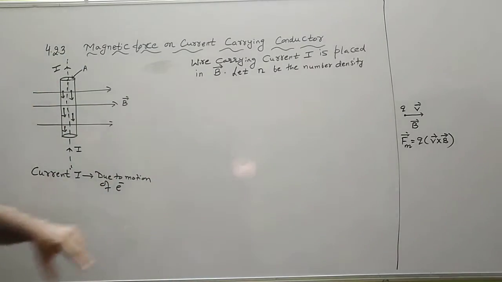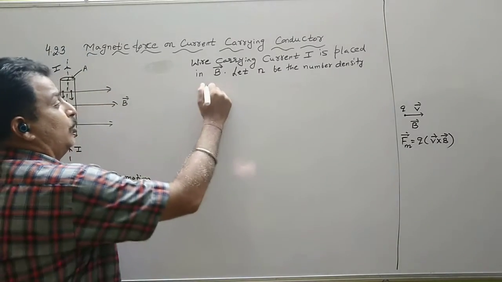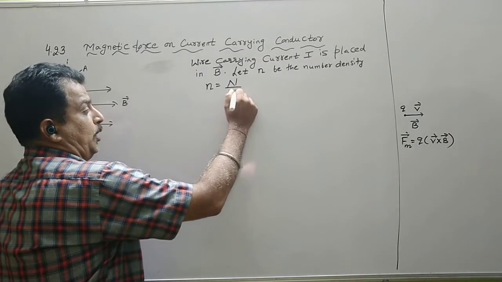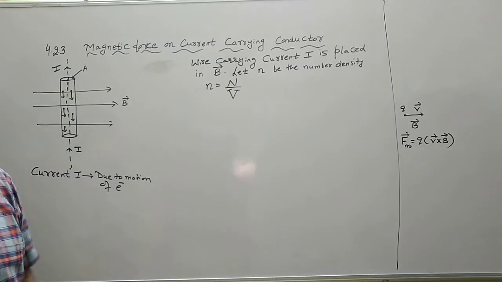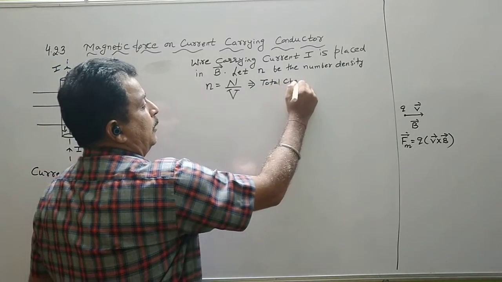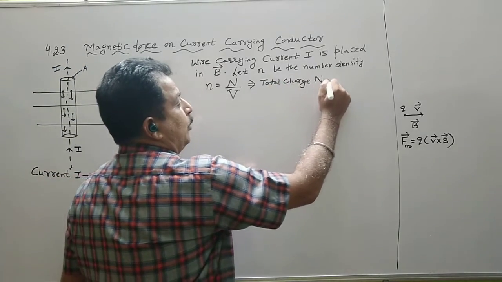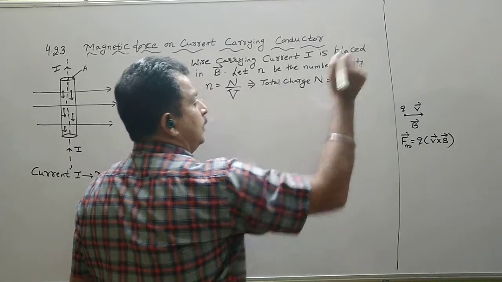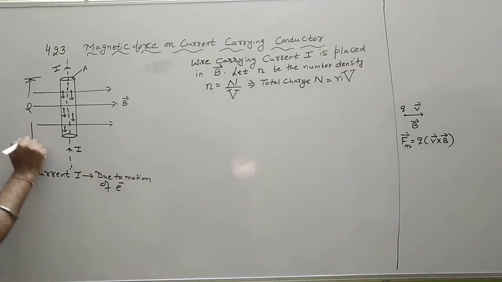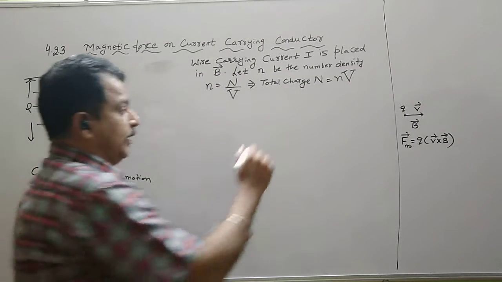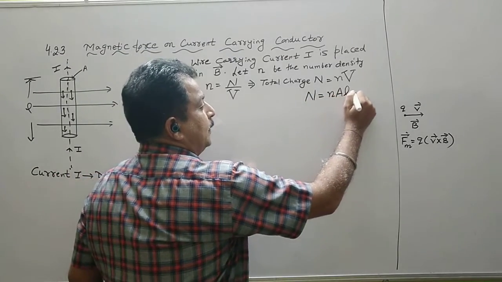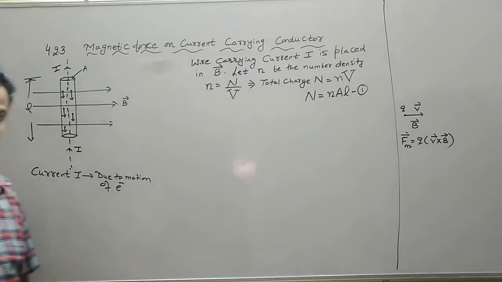So let us find out the total number of charges flowing in the conductor. n is a number density, and n is the number of charges per unit volume. This implies the total number of charges N is equal to nV. Now let us say the length of the conductor is L, and the volume can be written as area into length, so N is equal to nAL. So this is our equation number 1.